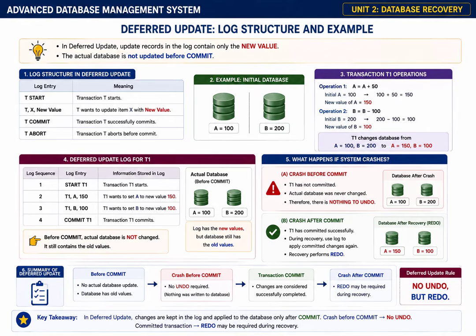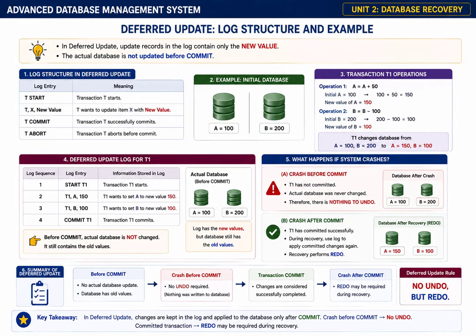Now, let us look more closely at the log structure used in deferred update. Our notes show log entries such as start T, T x, T x new value, commit T, and abort T. The important thing to notice here is the information stored with an update. In deferred update, the update record mainly contains the new value. For example, suppose transaction T1 changes A from 100 to 150. The log records the transaction and the new value, 150. But remember, the actual database does not receive this change before commit. This is a very important point. The log knows what new value needs to be applied, but the actual database continues to contain the old value until the transaction successfully commits. We will soon compare this with immediate update, where the situation is quite different.